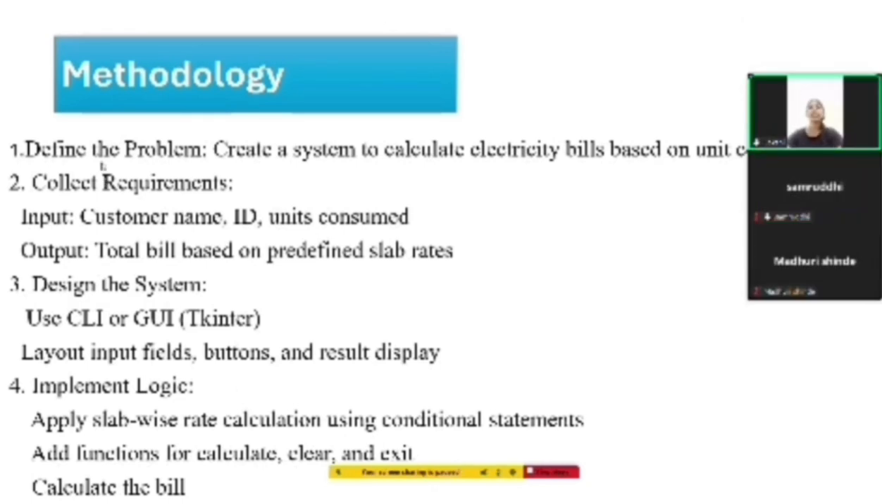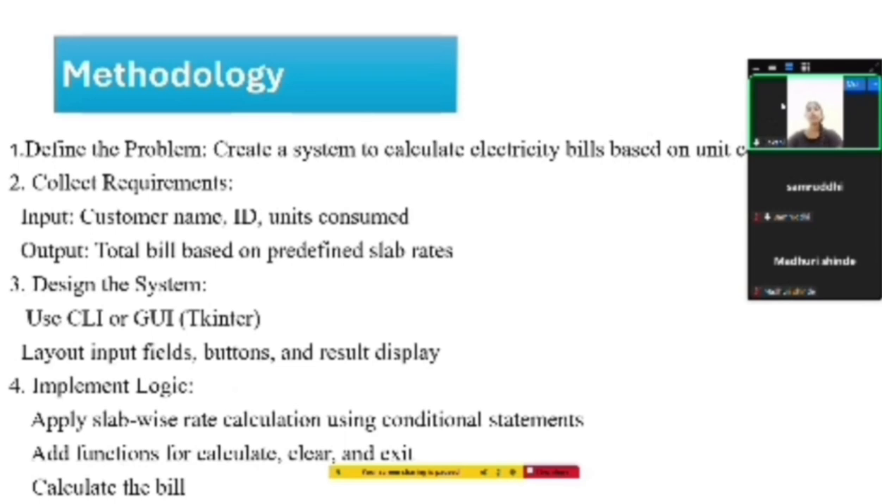Define the problem and create a system to calculate the electricity bill based on units consumed. Design the system using a CLI and a Tkinter GUI: a layout, input fields, buttons, and result display. Implement logic by applying the slab-wise rate calculation. Second, components required: a laptop, Tkinter, and VS Code for editing and running the Python script and billing system. Then Python installed. Then the flowchart.